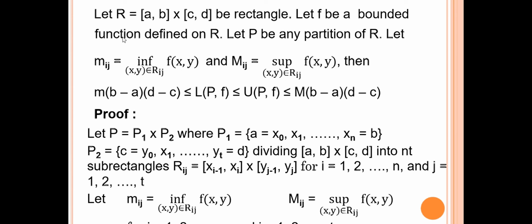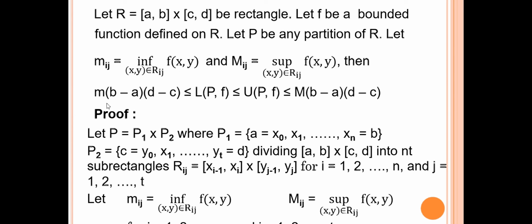Let R, that is equal to AB cross CD, be a rectangle. Let F be a bounded function defined on R. Let P be any partition of R. Let Mij, we know what Mij is: it is the infimum of the function in the subrectangle, and capital Mij is the supremum of the function in the subrectangle. Then what do we get? The result is small m times b minus a times d minus c is less than or equal to LPF, less than or equal to UPF, and less than or equal to capital M times b minus a times d minus c.